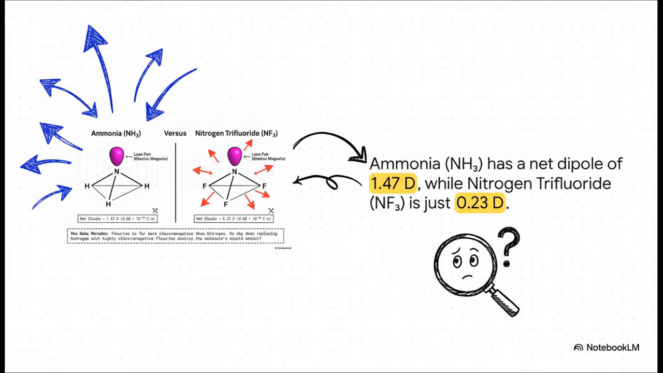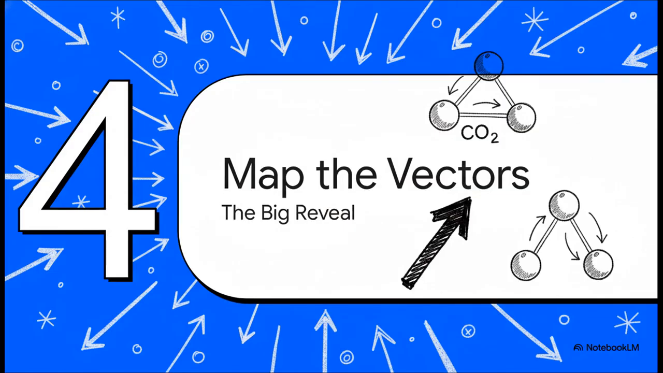And the data is, well, it's shocking. On the left, we have ammonia, NH3, with a pretty respectable dipole moment of 1.47 D. But on the right, nitrogen trifluoride, NF3, has this tiny dipole moment of just 0.23 D. It's almost nothing. Replacing hydrogen with the powerhouse fluorine somehow almost completely destroyed the molecule's polarity. What on earth is going on here? The solution to this whole paradox lies in mapping all of the vectors. Turns out we've been missing one absolutely crucial player in our analysis this whole time.